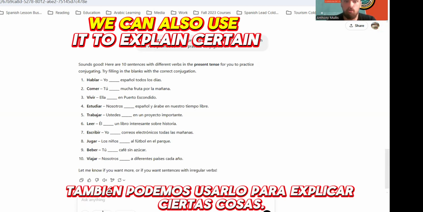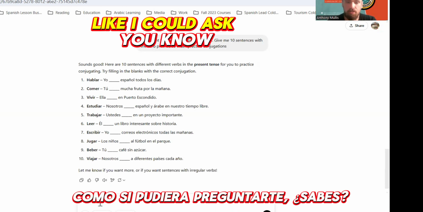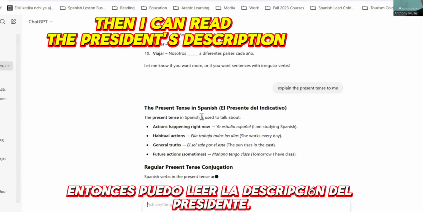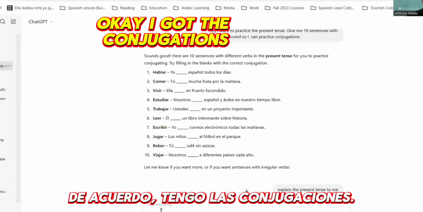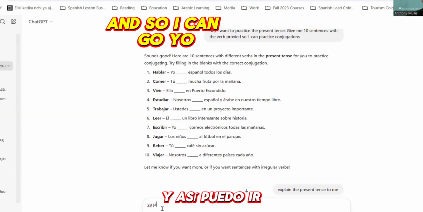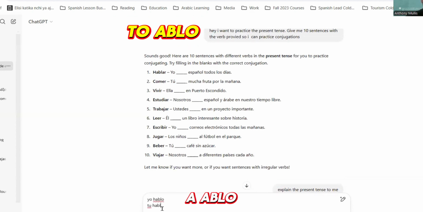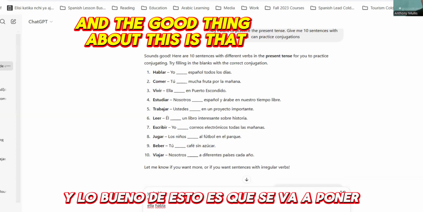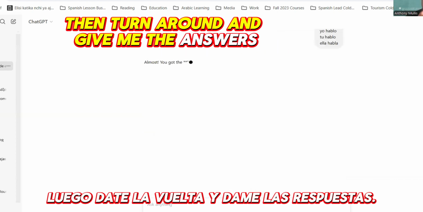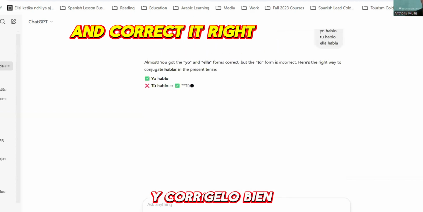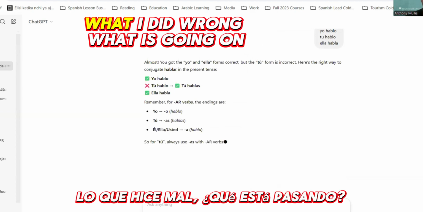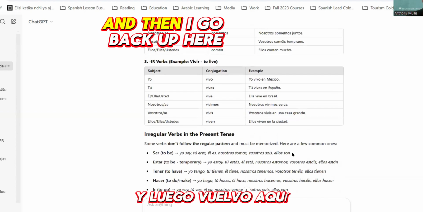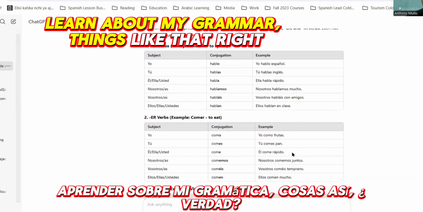On top of this, we can also use it to explain certain things. Like I could ask, explain the present tense. Then I can read the present tense description. I can go back up here and be like, okay, I've got the conjugations. I understood everything, right? And so I can go, yo hablo, tú hablo, maybe ella habla, right? And the good thing about this is that it's going to then turn around and give me the answers and correct it, right? So it's going to tell me what I did right, what I did wrong, what is going on, why this is happening, right? And then I can go back up here, learn about my grammar, things like that, right?